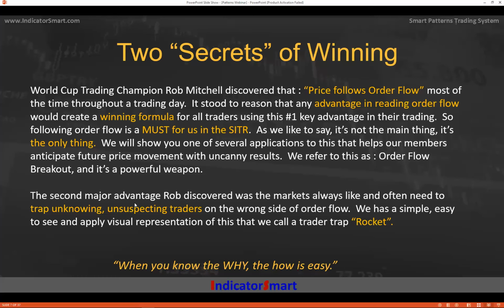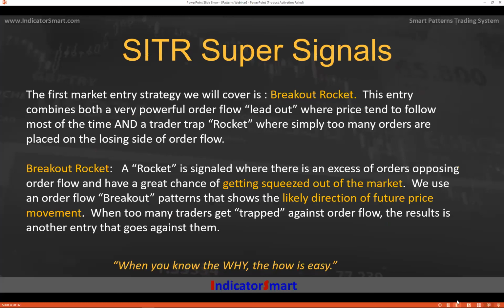The second major advantage that Rob gave us was that markets like to trap unknowing, unsuspecting traders on the wrong side of order flow. We have a visual that is so simple to see. We could make this really hard to read, but Rob has made it very, very easy to read. And we're going to show you what it looks like on our charts and how we read that.